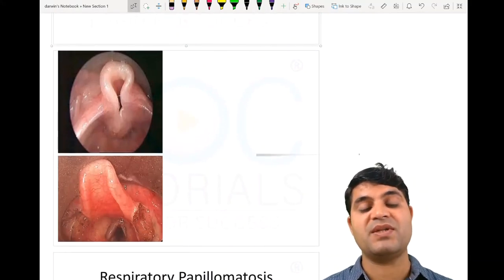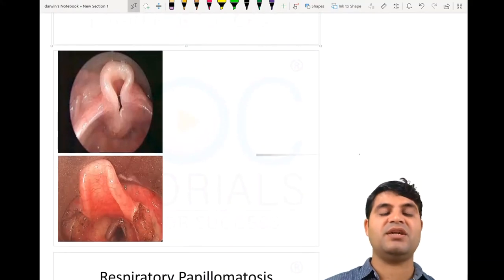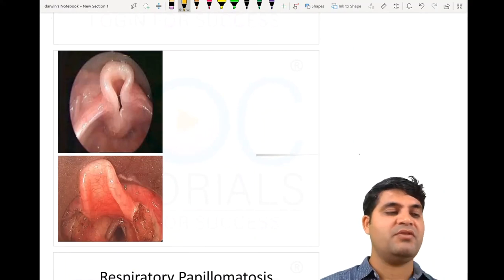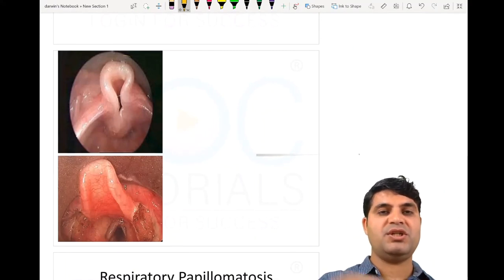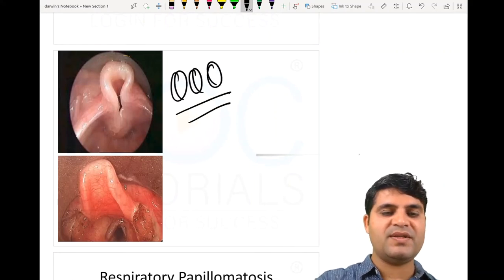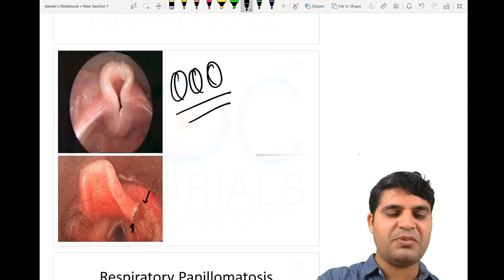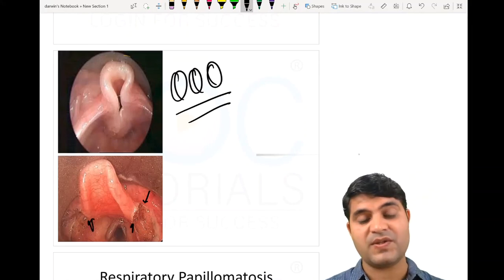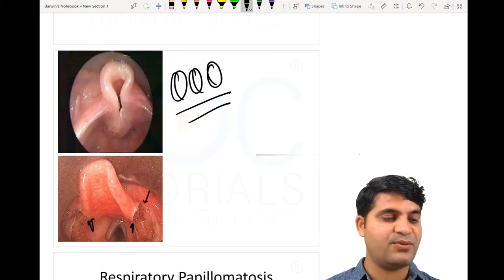This question can be asked in pediatrics. It is nothing but omega shape epiglottis, which is laryngomalacia. Important. Clear? And in this second picture, can you see the aryepiglottic folds have been released? Clear?